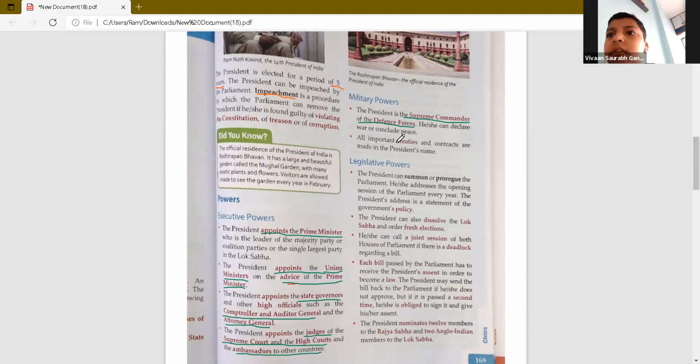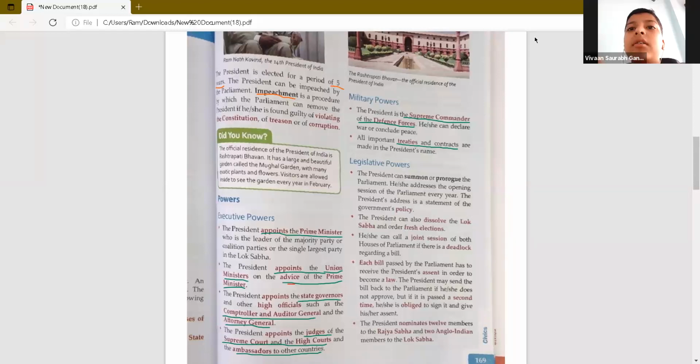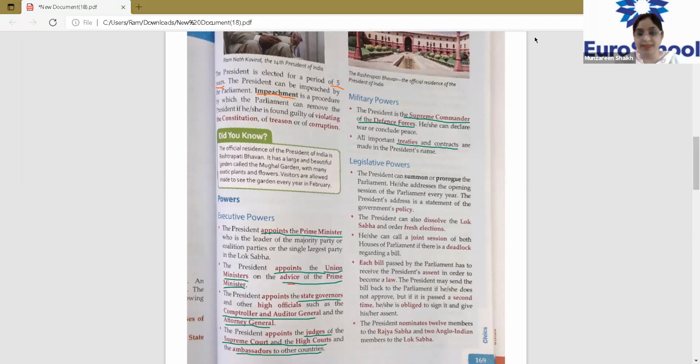All important treaties and contracts are made in the president's name. That means whatever defense contracts or military contracts there are, who is the main person involved? The president, because it is made in the name of the president. Okay, these are his military powers.